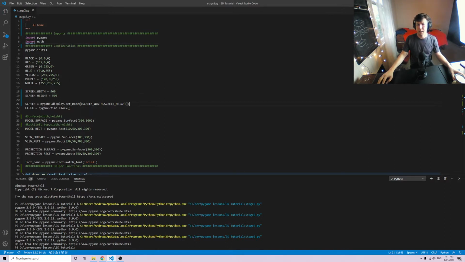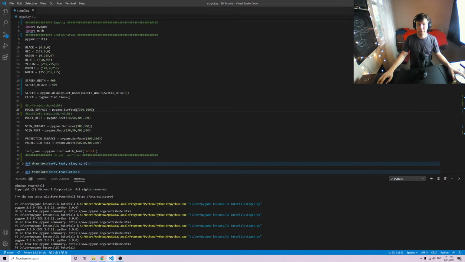This function here creates a screen, and I've defined its width and height. As you can see, there are some colors here. Now we're going to create three surfaces: the model coordinates, view, and projection. We're not using projection yet. The syntax here is we say pygame.surface, that creates a new surface, and these arguments are the width and height of the surfaces. So each of these three surfaces are 300 pixels by 300 pixels. No particular reason for that, I just picked it.